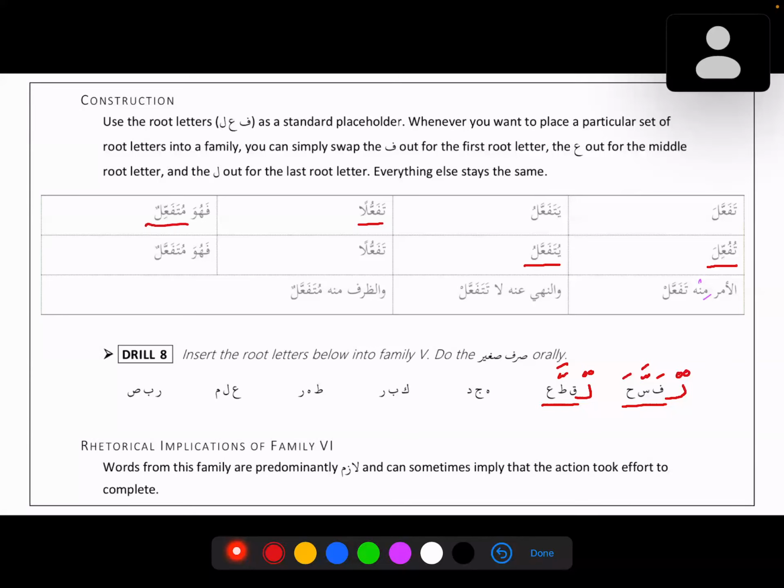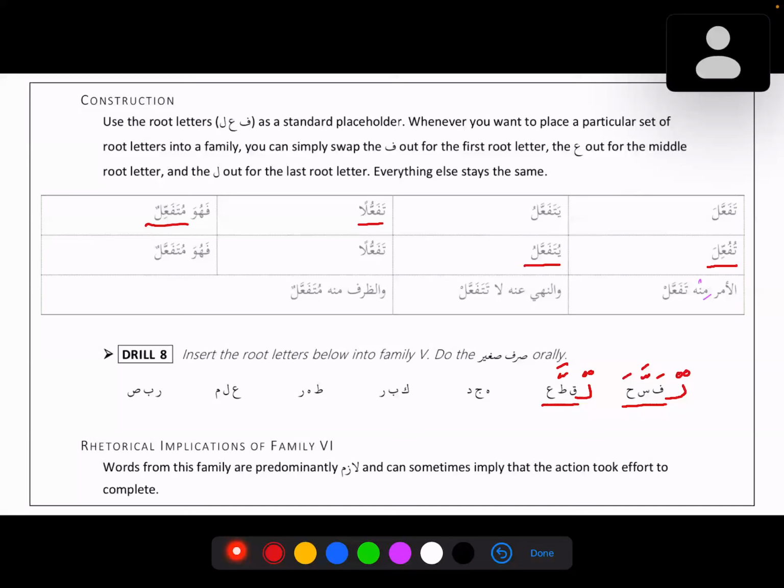Mutaqatti'un is an ism fa'il. It means to divide, to cut off. So it is the one who is a divider, cutting off. Yes, very good. Thank you.